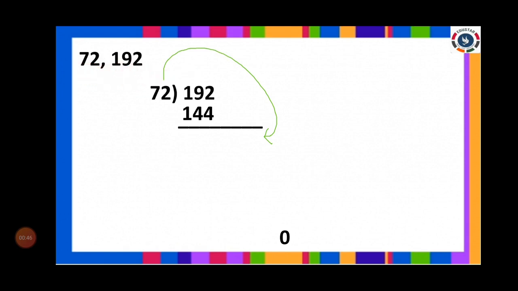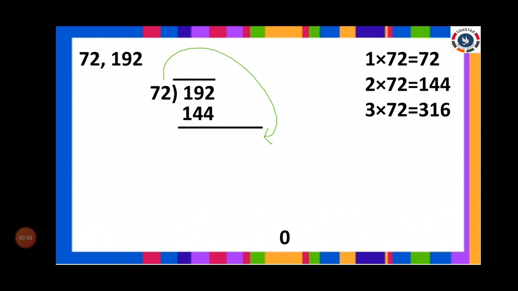So you have to write it like that: 72 outside and 192 inside. Now how many 72s are there in 192? That we are going to find. So write the multiplication table aside.